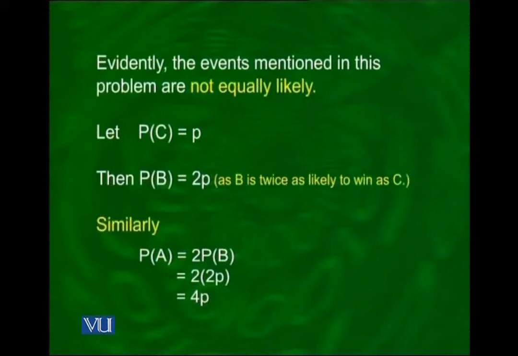In this problem, we are assuming that no two of the horses, A, B, and C, can win the race together. That is, the race cannot end in a draw. And if we make this assumption, then of course the events A, B, and C are mutually exclusive. Either A will win, or B will win, or C will win. But they cannot win together.